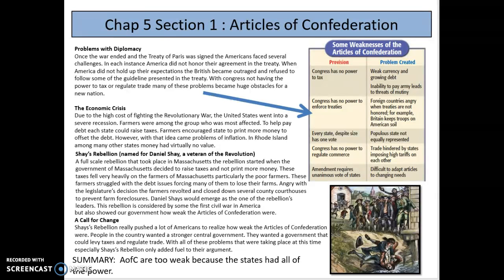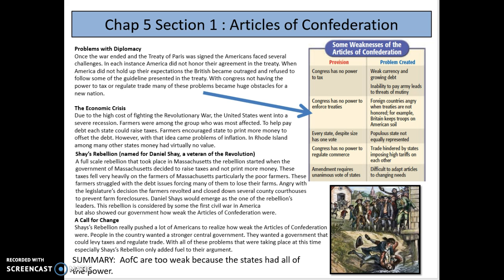Shays' Rebellion, named for Daniel Shays, a veteran of the American Revolution. A full-scale rebellion took place in Massachusetts. The rebellion started when the government of Massachusetts decided to raise taxes and not print more money. These taxes fell heavily on the farmers of Massachusetts, particularly the poor farmers. These farmers struggled with the debt issues, forcing many of them to lose their farms. Angry with the legislature's decision, the farmers revolted and closed down several county courthouses to prevent the farm foreclosures. Daniel Shays would emerge as one of the rebellion's leaders.